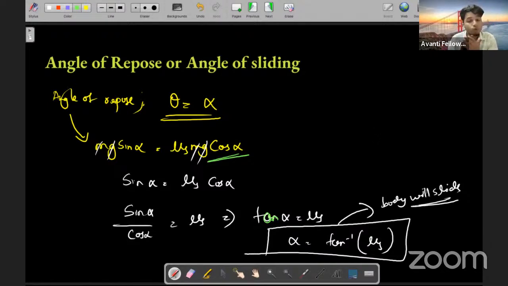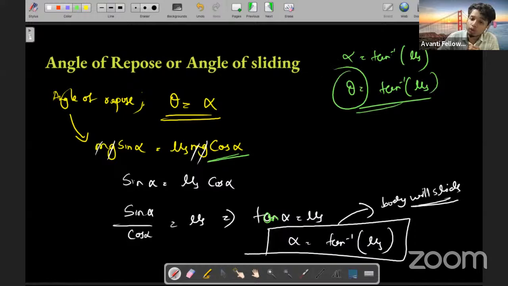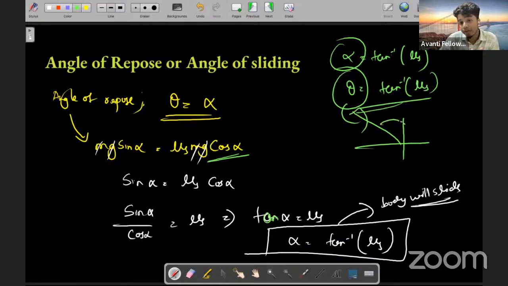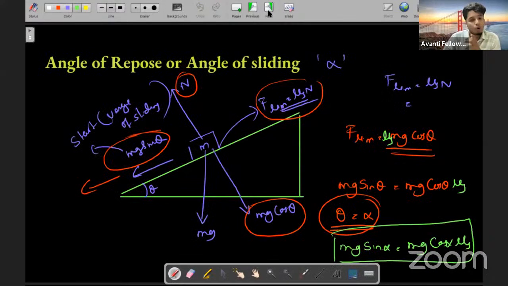In value-wise, I do agree that it will be the same, because we got alpha to be tan inverse of mu s and theta to be tan inverse of mu s. But the concept for both is different, because theta is the angle between the resultant basically. Okay, is it good? Let me know in the chat. Okay, yes, good.